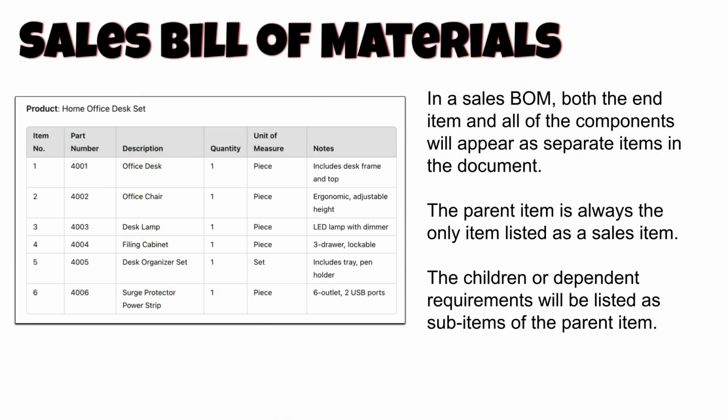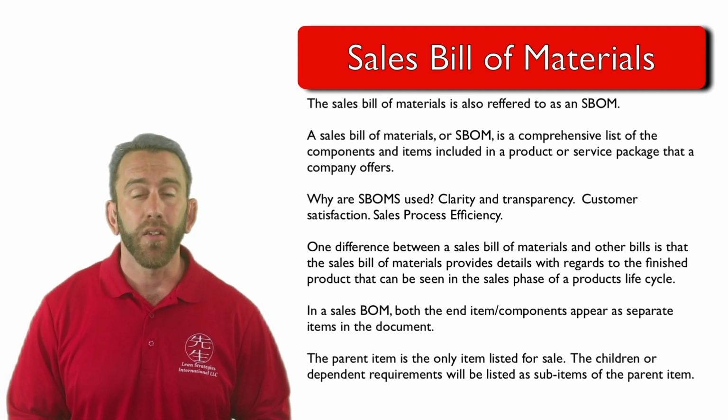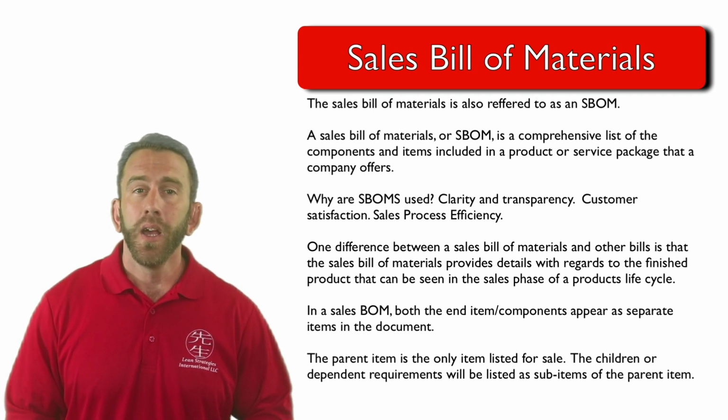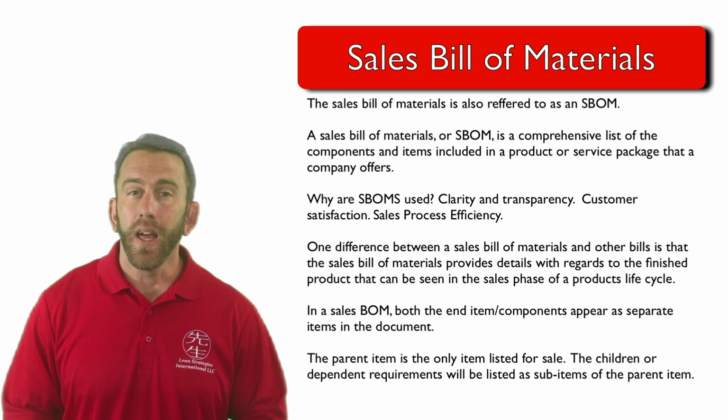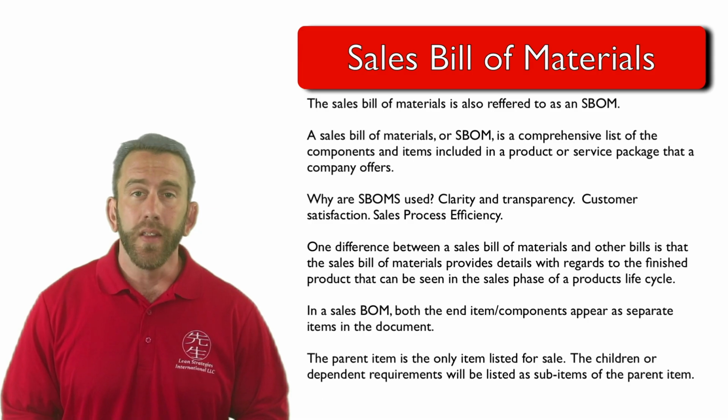In a sales BOM, both the end item and all of the components will appear as separate items in the document. In addition to this, the parent item is always the only item listed as a sales item. The children or dependent requirements will be listed as sub-items of the parent item. A sales bill of material is an essential tool for businesses to effectively communicate products or service offerings to their customers. It provides transparency, clarity, and helps in managing customer expectations. And that's it. We'll see you in the next module.